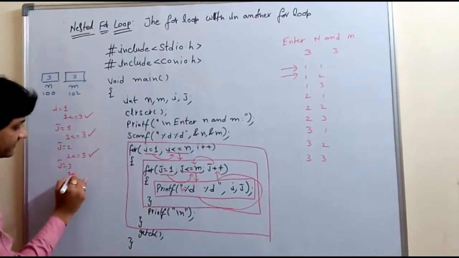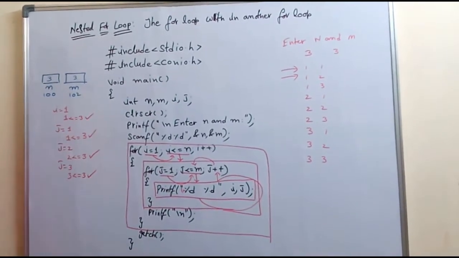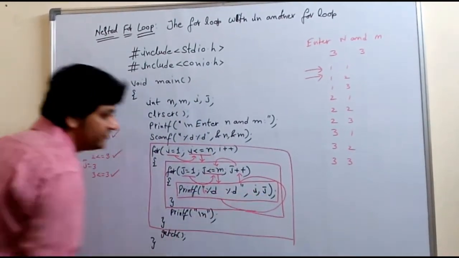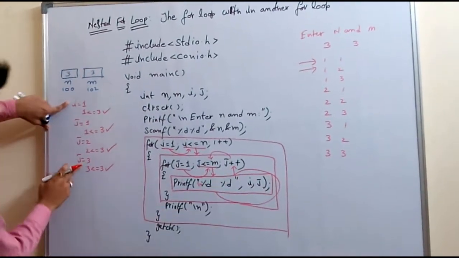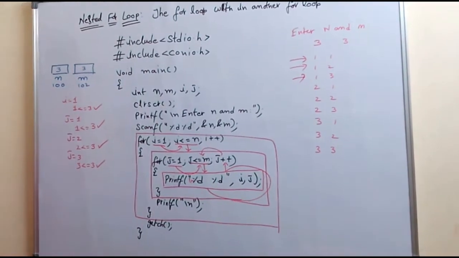Now 3 less than or equal to, what is the m value? 3. 3 less than or equal to 3 is true. It comes inside and displays i, j. What is the i value? 1 only. What is the j value? 3. So 1, 3 is going to be displayed.